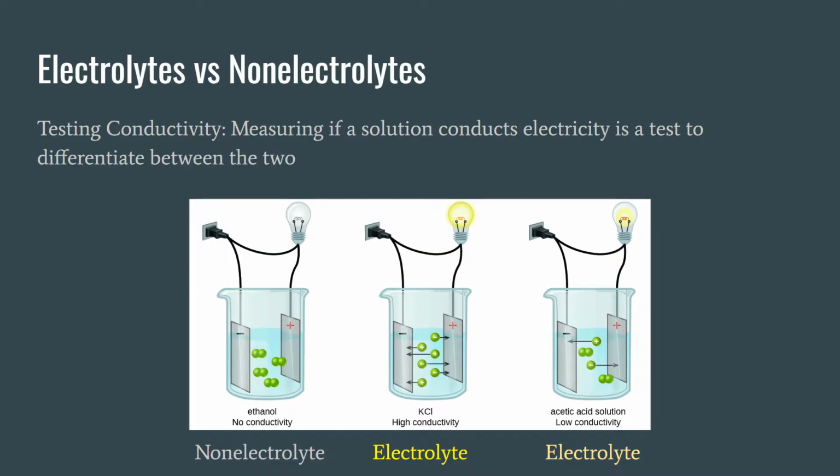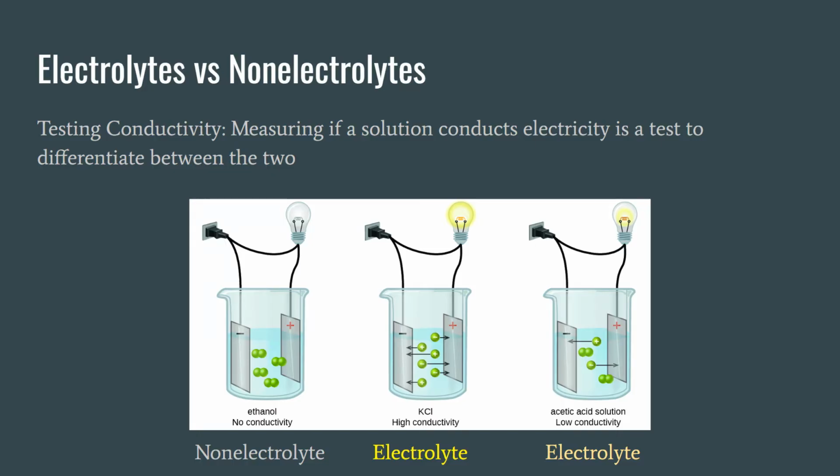Acetic acid is an acid, so it's actually made out of non-metals, and you'll notice that it's not quite as strong of a light being turned on. Later on, we'll talk about the difference between a strong electrolyte and a weak electrolyte. But that's about it for electrolytes and non-electrolytes.